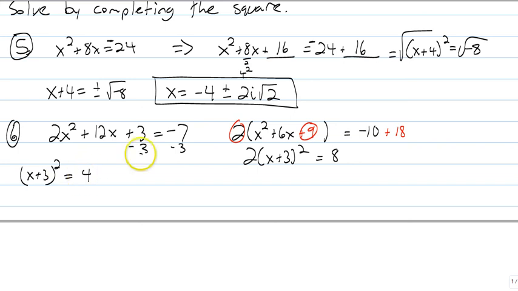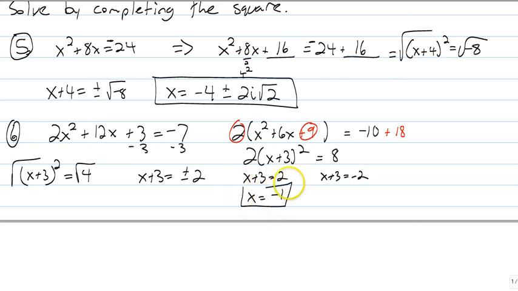Take the square root of both sides, and you get x plus 3 is equal to plus or minus 2. So that means there are two equations: x plus 3 equals 2 and x plus 3 equals negative 2. So x equals negative 1 or x equals negative 5. Again, an alternative to using the quadratic formula or factoring. Completing the square is a nice way to avoid the quadratic formula, and you get the same thing.